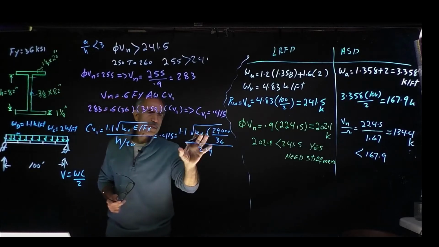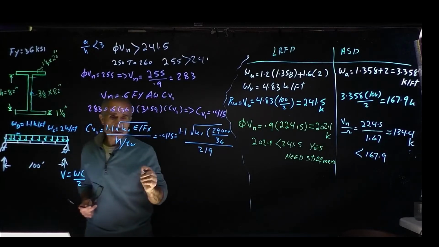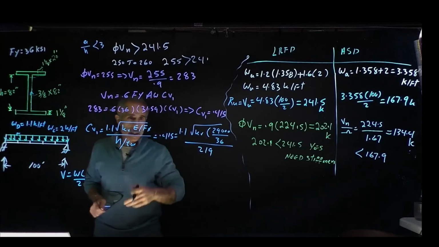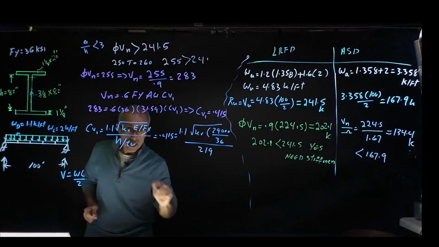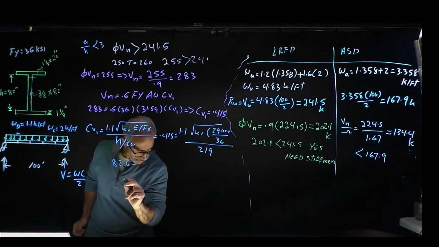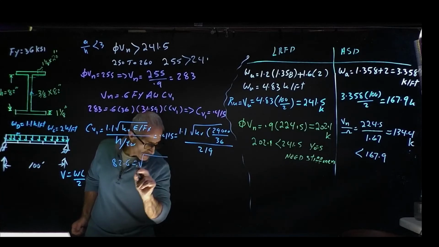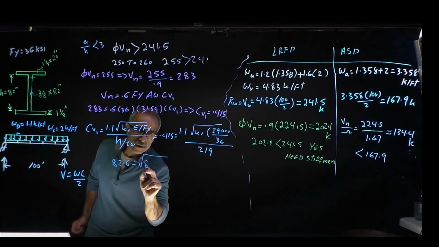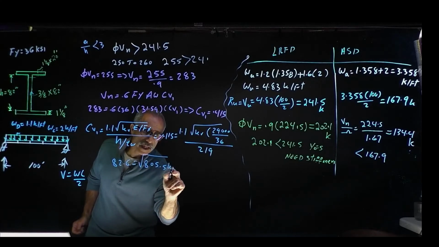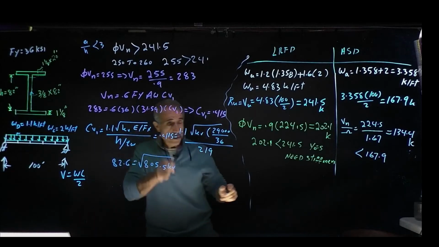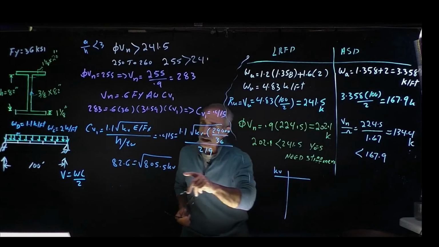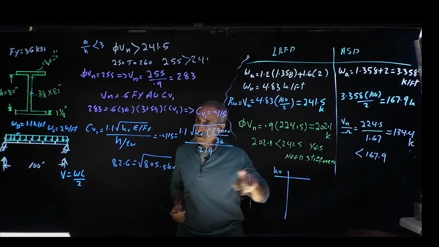One way you can do it, put this in Excel and just go ahead and come up with the answer. So I'm going to refine this equation right here, and I end up with 82.6 equal square root of 805.5 kv. And then I'm going to go ahead and make myself a chart right here. Say, okay, this is kv, and what is it going to give me for that number?